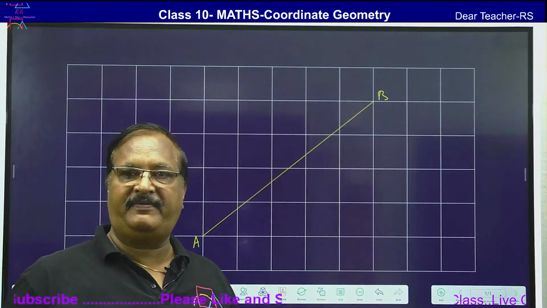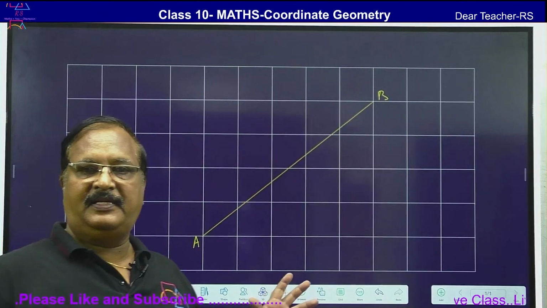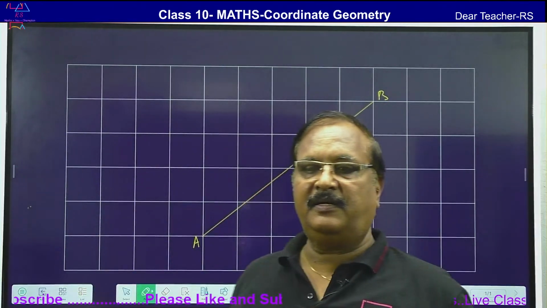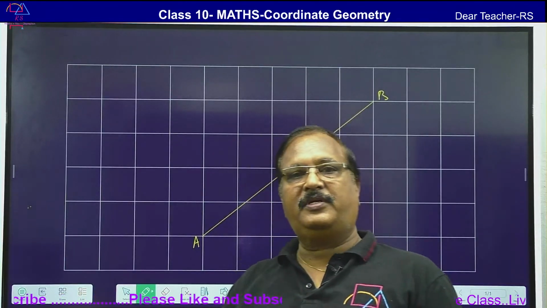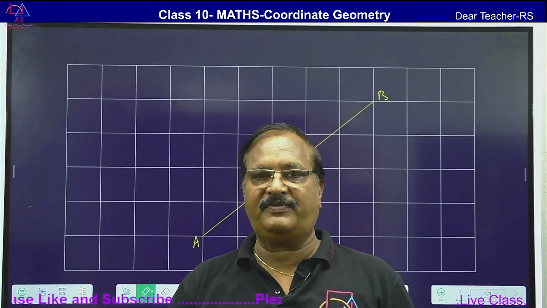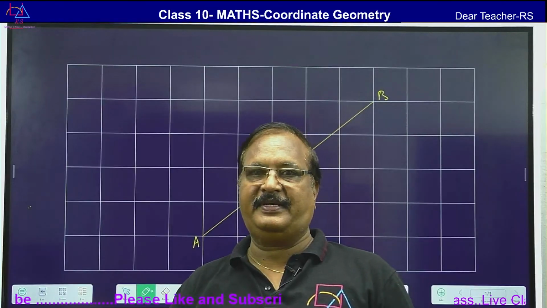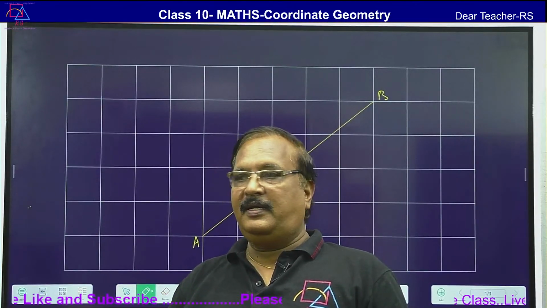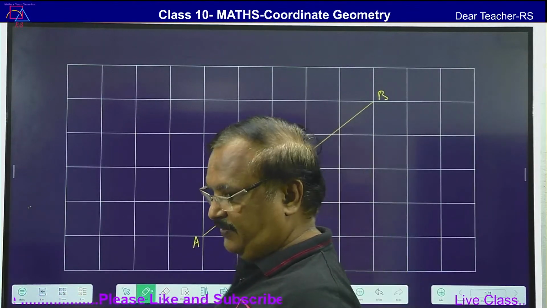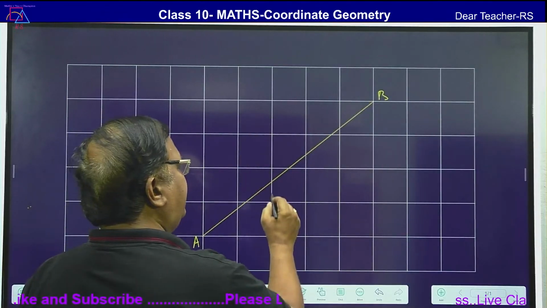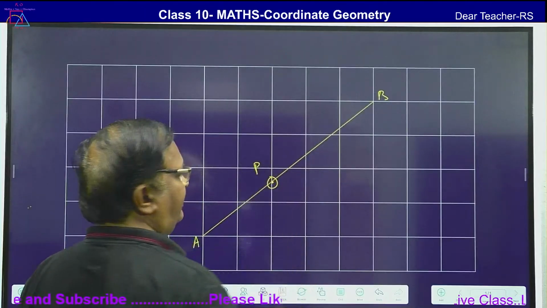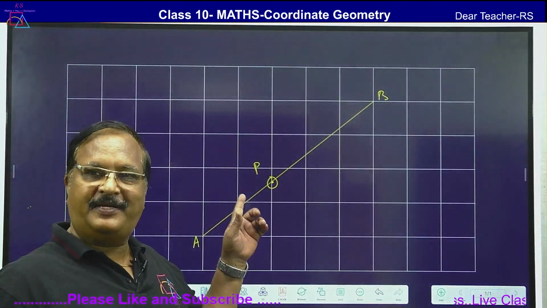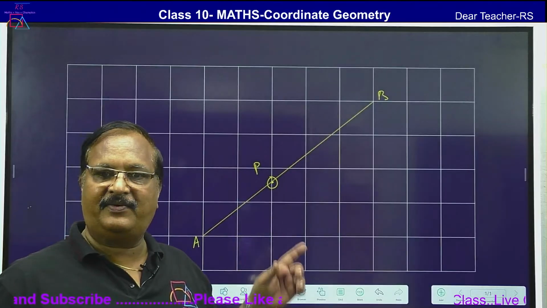Yesterday in my previous class we learned the distance between A and B: square root of x2 minus x1 whole square plus y2 minus y1 whole square. Now this is something different. Now find out a point P, the coordinates of point P.